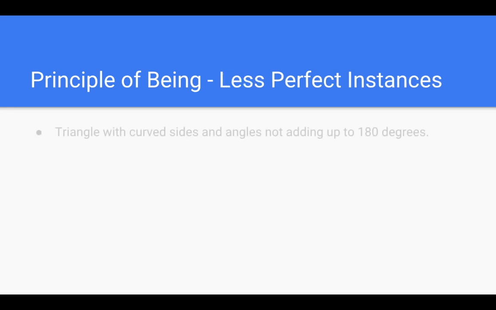What about less perfect instances? Let's say that I draw a triangle on a piece of fabric. All right, that triangle may not have perfectly straight sides. They may actually be curved, and therefore the angles that are part of that triangle may not add up to 180 degrees. Maybe it adds up to more than 180 degrees. Well, that wouldn't fit the criteria to be a perfect instance of a triangle, but nevertheless, it's a triangle. It's just not a very good triangle.